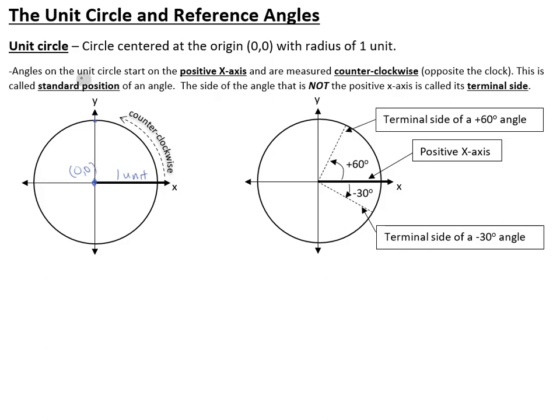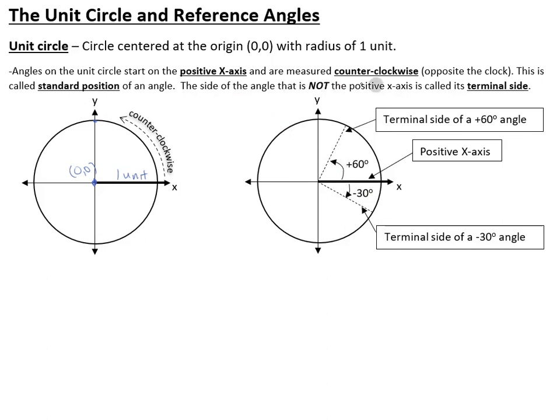Okay, angles, when we measure them on the unit circle, start on the positive x-axis. So we would always start over here. It's kind of the boldened line here. And we measure our angles counterclockwise, or opposite the clock. So kind of following the order of our quadrants, like quadrant 1, 2, 3, 4, right? Same order that we named the quadrants. This is the direction we do our angles. Okay, so counterclockwise. This is called standard position of an angle on the unit circle.